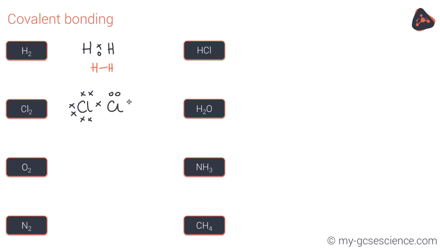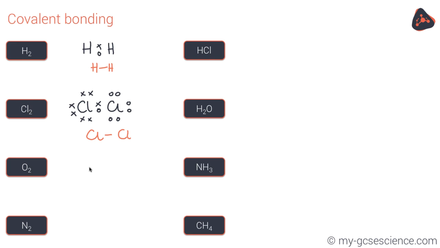In the same way as hydrogen, each chlorine atom shares 1 electron each, making one shared pair of electrons, and therefore a single covalent bond between the two chlorine atoms. Here it is represented with the stick showing the covalent bond.